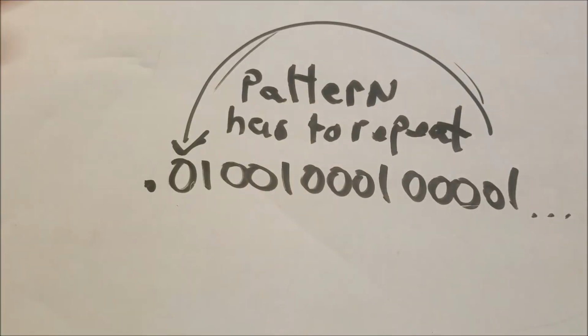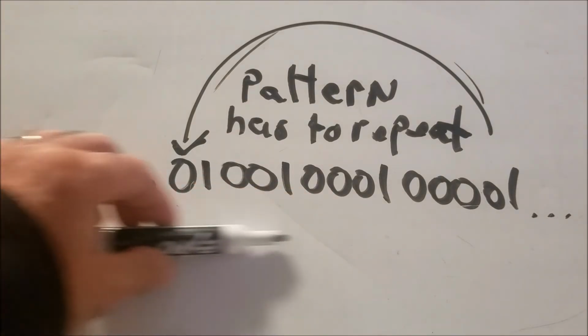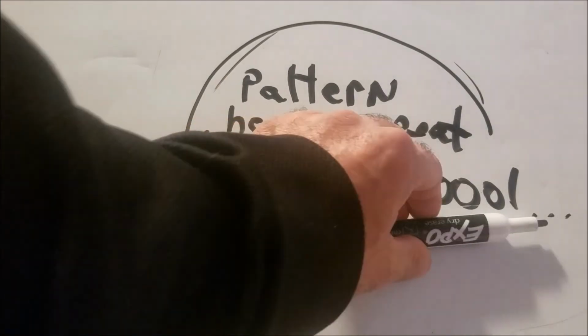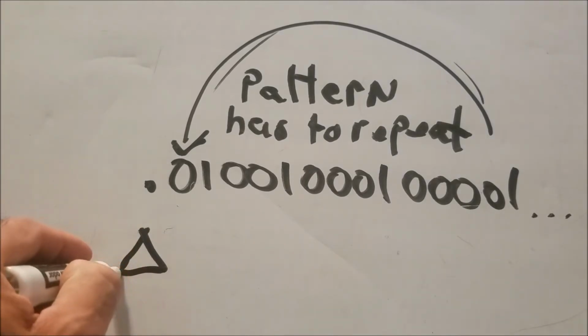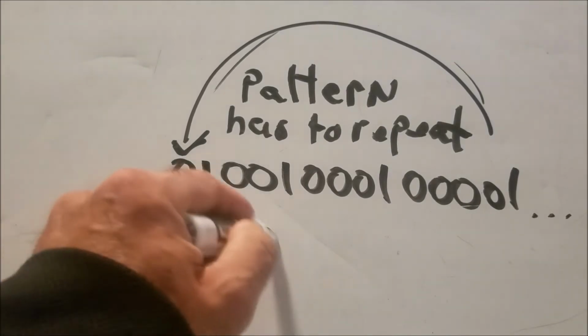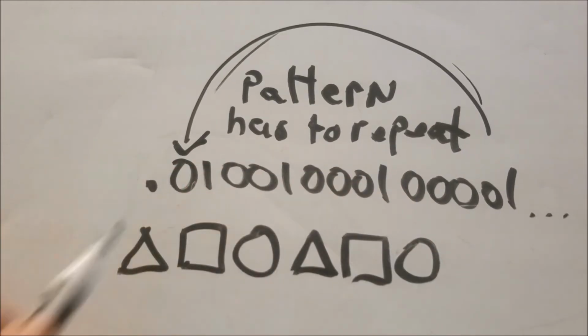The pattern has to repeat. Right? If the pattern doesn't repeat, then it's irrational. So again, there is a pattern. You're assuming, okay, I see the pattern, but the pattern didn't repeat. Even with shapes, if you have a triangle, then a square, and a circle, then you have a triangle, a square, and a circle. Well, you can see that the pattern is repeating.